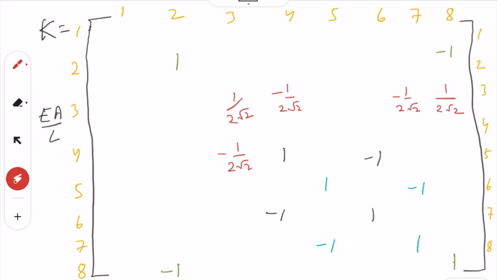Here already something exists, so we have to write here plus 1 over 2 root 2, right. We have to add it here. So we write plus 1 over 2 root 2, right, and then we will have 1 over 2 root 2 minus 1 over 2 root 2, done. Okay.